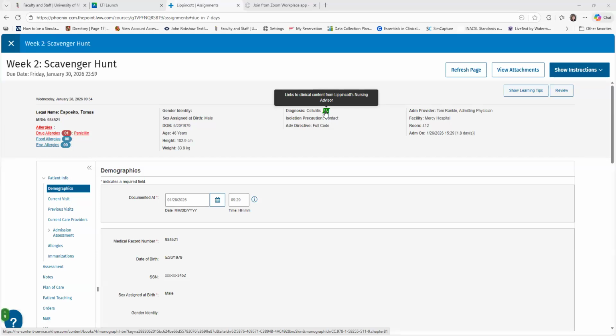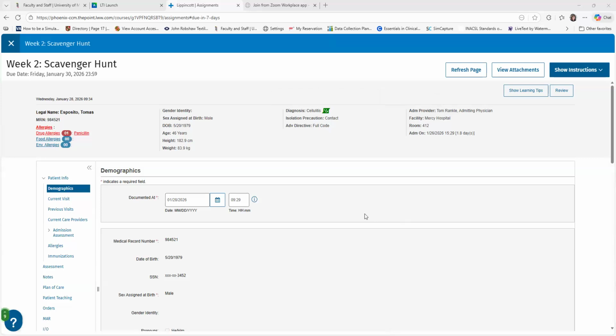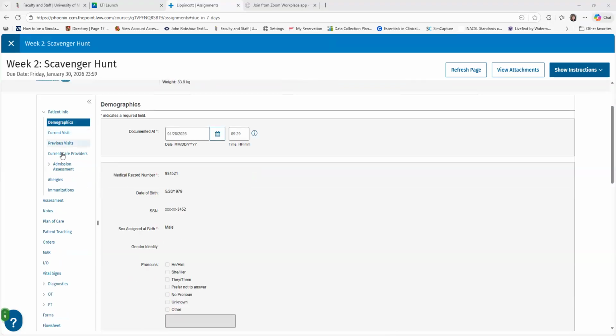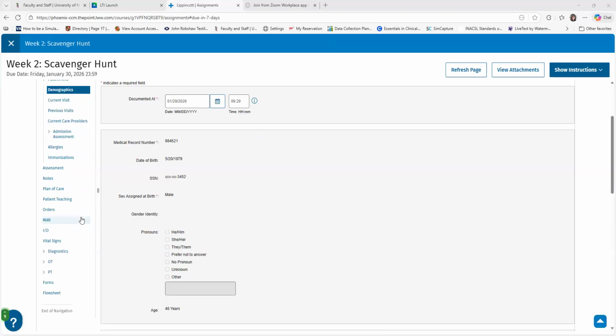All right, and then who is the admitting provider? Who's the physician in charge of this patient? Tom Rankle. Excellent, Tom Rankle. So he's up here, or if it's a nurse practitioner, whoever's listed there. Now we need to find a current medication. So you're not going to find the medication list up here. This is all really demographic data. You're going to find medications down here.